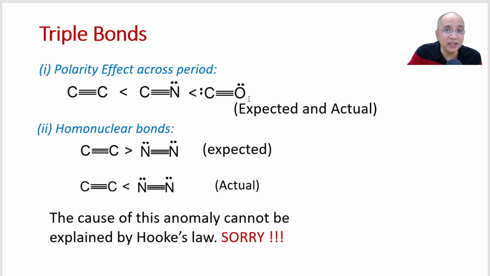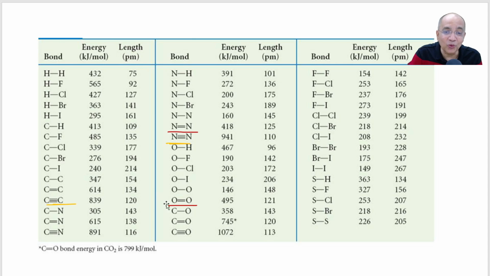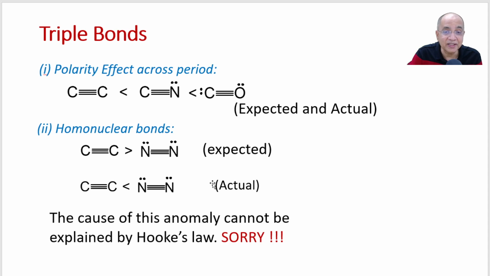More is the polarity, even if the approximate K is 15 into 10 to the power 5, but there is an increase due to increase in polarity, stiffness of the bond oscillator. So here there is no anomaly. If you see C triple bond O, which is itself a neutral molecule, carbon monoxide is 1072, while C triple bond N is 891, C triple bond C is 839. So expected and actual they are equal.